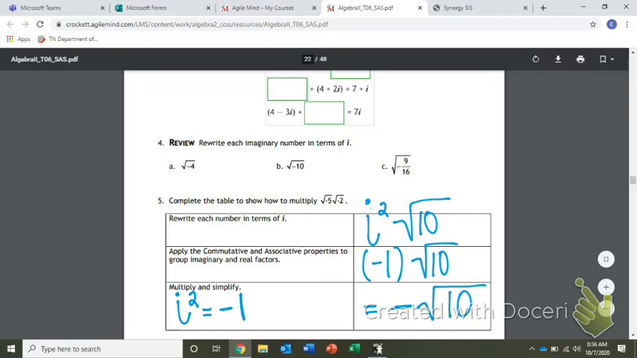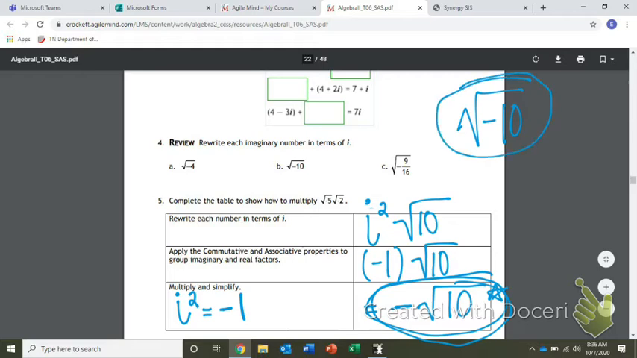Now, is the negative square root of 10 the same thing as the square root of negative 10? No, because the negatives are in two different places. Okay? So this works. But does this work? No, because that negative is under the radical. Okay?